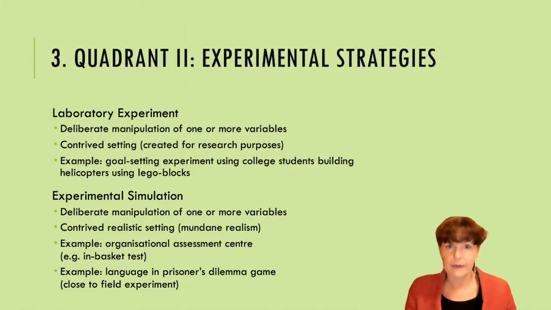So to sum up, laboratory experiment and experimental simulation are both very, very low on generalizability, because they're generally conducted with a very specific population, in most cases students. They are both low on realism, but the experimental simulation is a bit higher on realism than the laboratory experiment. They're both fairly high on precision of measuring behavior, but the laboratory experiment is higher on precision than the experimental simulation.